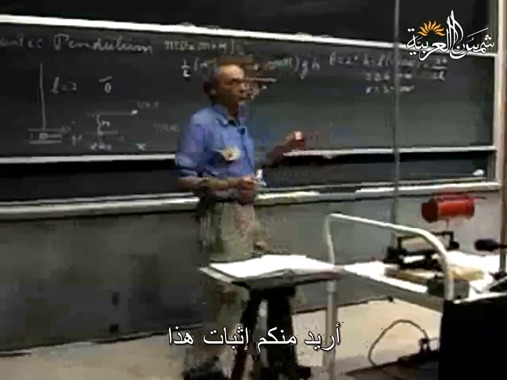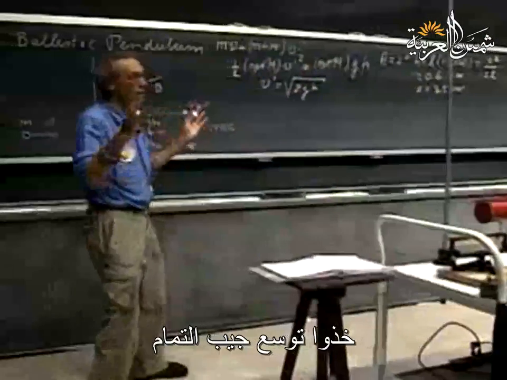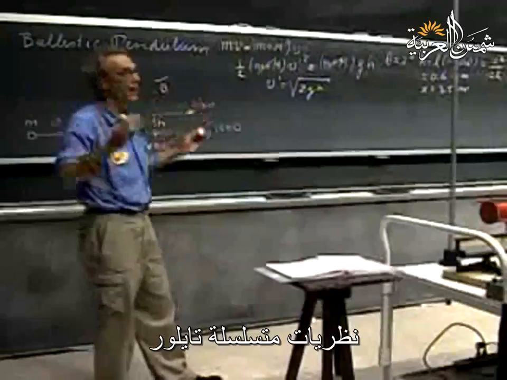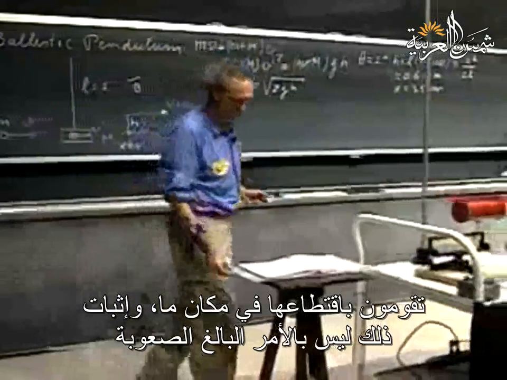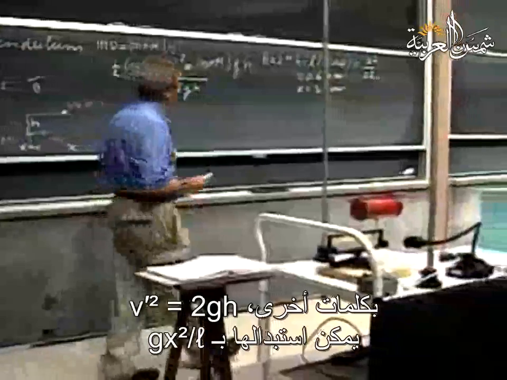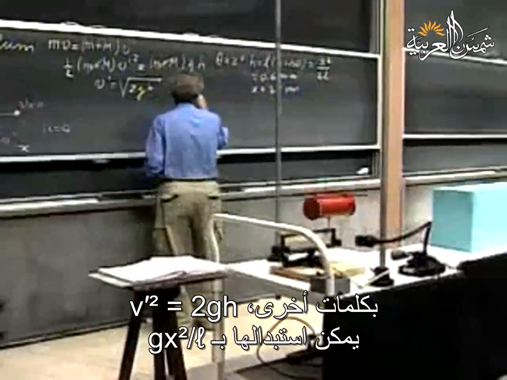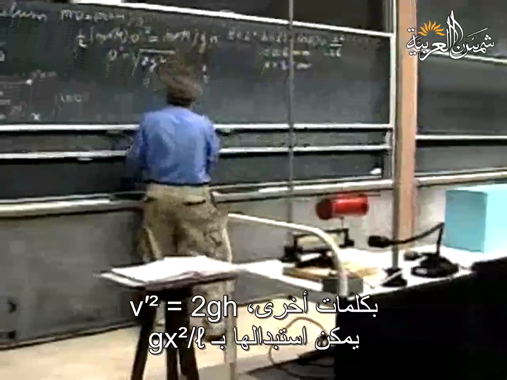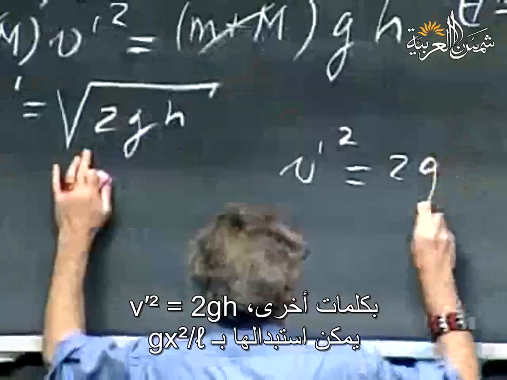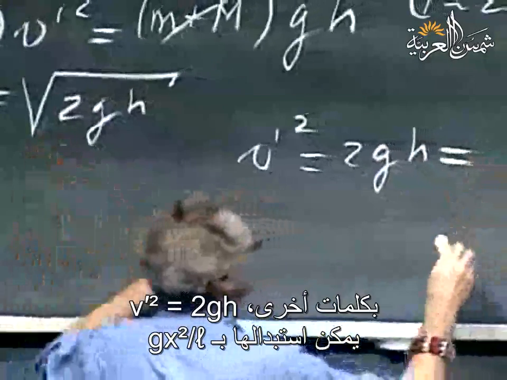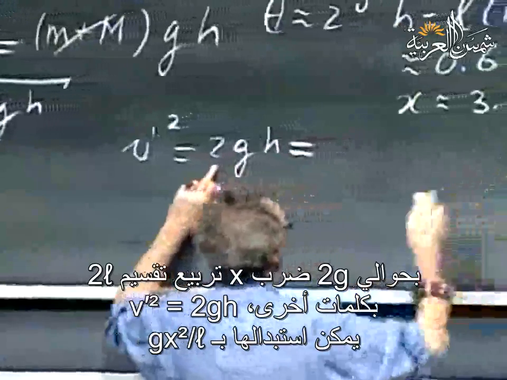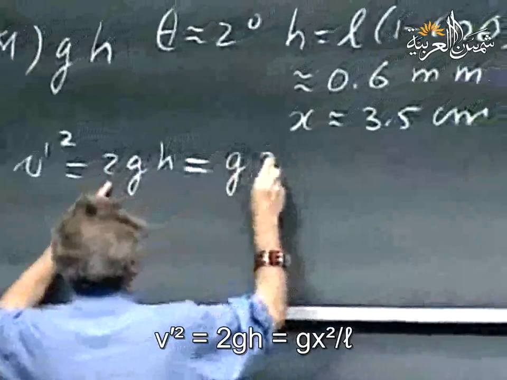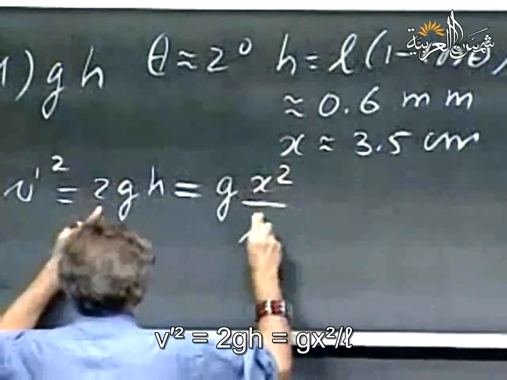I want you to prove that. You take the expansion of the cosine series, of the Taylor series, and you cut it off somewhere, and this is not so difficult to prove. In other words, v prime squared, which is 2gh, can now be replaced by approximately 2g times x squared divided by 2L, which is g times x squared divided by L.